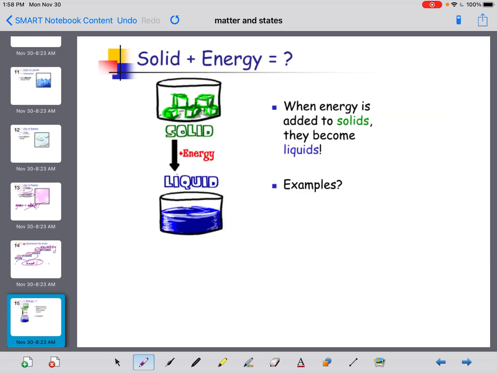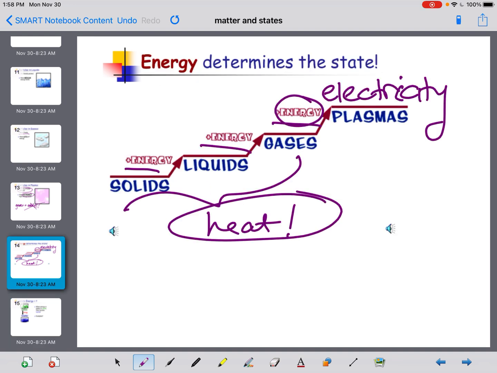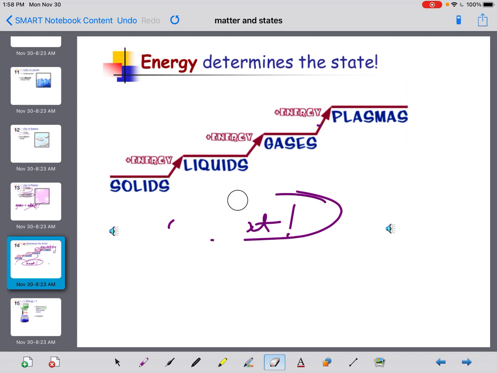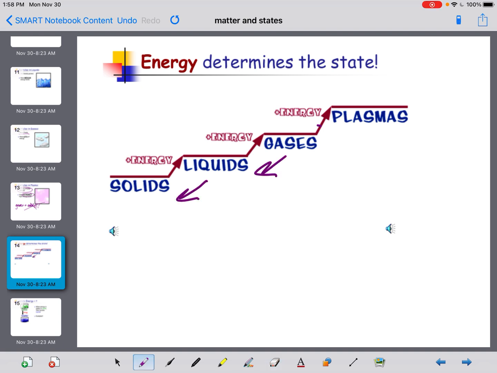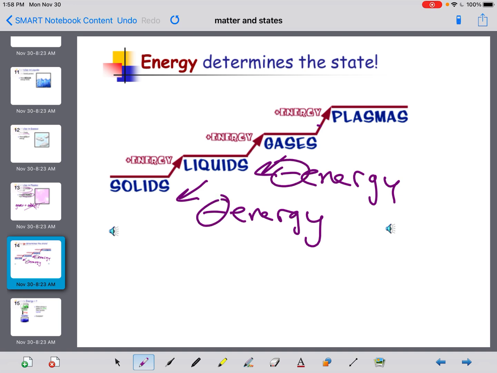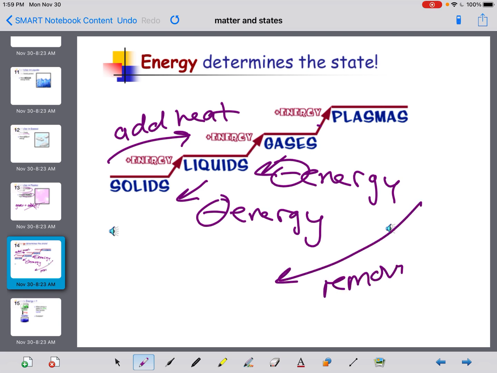Okay, to go from a solid, I should mention also, if we had to do the reverse, let's say we wanted to go from a gas to a liquid, you would have to remove energy, right? To go from a liquid to a solid, you would remove energy. And of course, we know going from a plasma to a gas, you would take away the electricity that's been added in, right? So usually when we're doing this, you would add heat. If we go down this way, you would be removing heat.